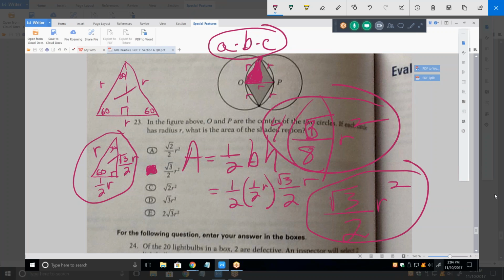So wait a minute. How did you just simplify to get that? Yeah, I divided top and bottom by 4. Okay. Now I understand. Got it. All right. Makes sense.